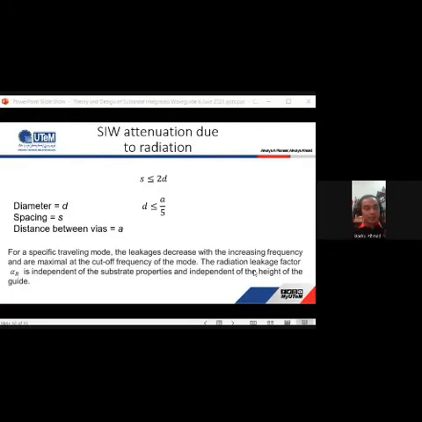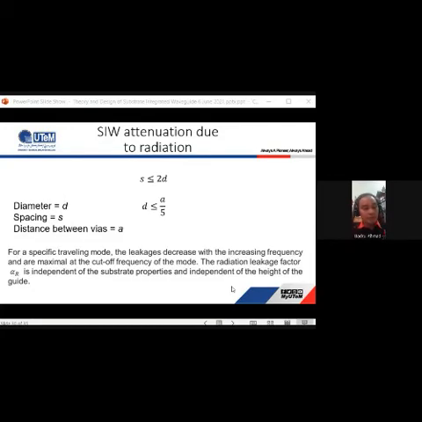This one is related to SIW attenuation due to radiation. As you can see, D stands for diameter, S is spacing, and a is the distance between the vias. Because the vertical walls of the SIW are not continuous, radiation leakages may flow between the vias, and this leakage can significantly affect the transmission quality if the via geometry is not chosen carefully.